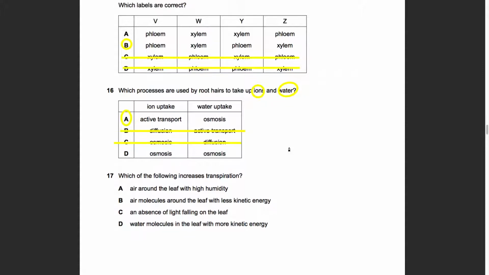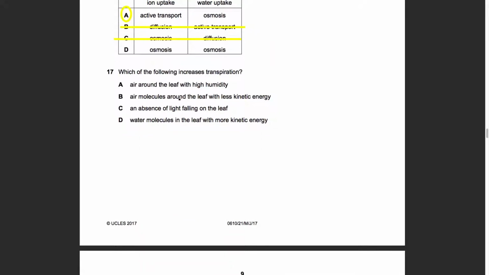Okay, moving on to 17. We're nearly halfway there, not quite. Which of the following increases transpiration? Now, transpiration is water loss from the leaf through the stomata. So we're looking to find one of these that increases the water loss. So let's have a look: air around the leaf with high humidity.